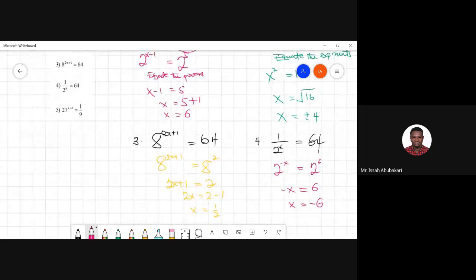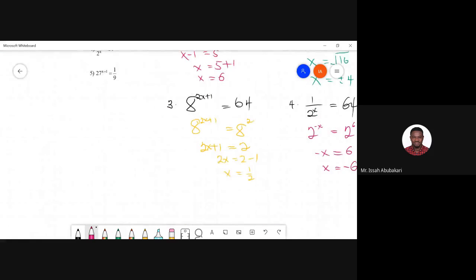Where should we write our question 5? Okay, let's write it here. Question 5 says that 27 exponent x plus 1 is equal to 1 divided by 9. Now, how do we solve a question in this format? The first thing I want you to do is write it from fraction to a whole number, right?